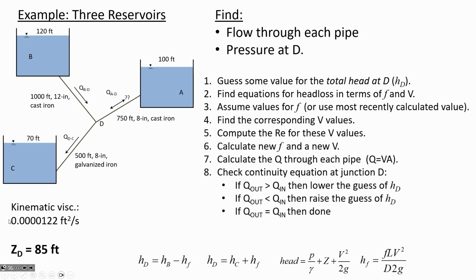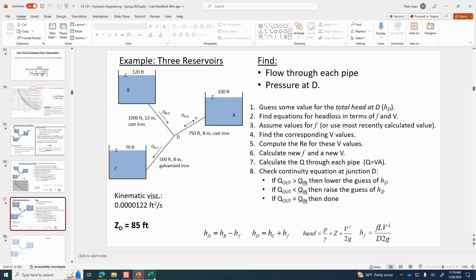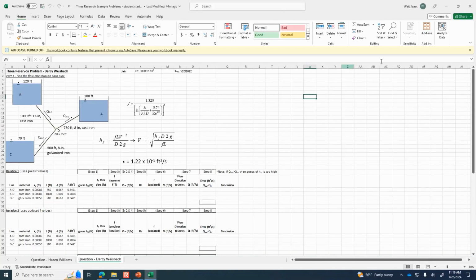So we're going to go through this process. You'll note that I give you the kinematic viscosity of water, 1.22 times 10 to the minus fifth feet squared per second. We've got the material properties of the pipes and their diameters, their lengths. All right, so let's look at this template file. Here it is.